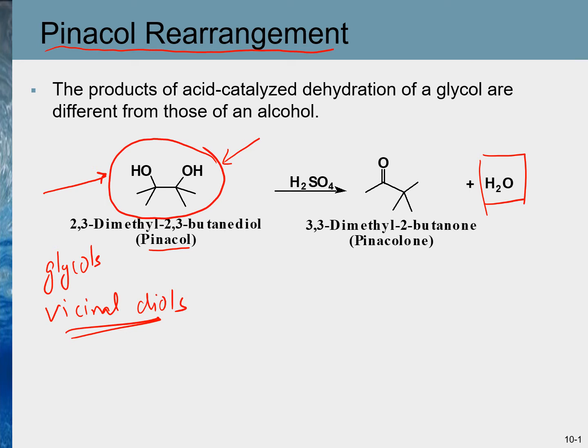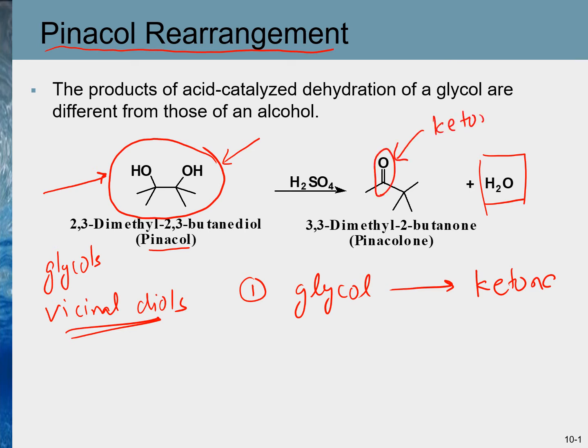This acid catalyzed dehydration reaction of glycol is quite different from the dehydration of normal alcohol. This reaction has two key features. The first feature is that the glycol group, or the vicinal diol group, changes to an aldehyde group. Excuse me, ketone group. So as we can see in the product, we have a ketone group.